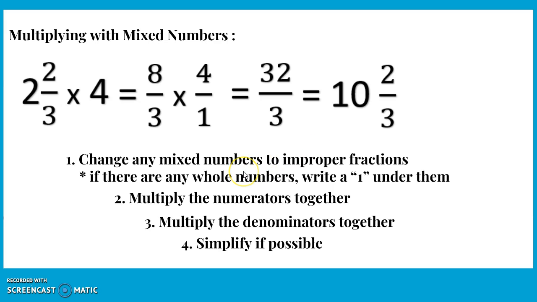So again, you have to change mixed numbers into improper fractions first. You cannot multiply with mixed numbers any other way. If you have a whole number, you do want to write a 1 underneath it. It does make it easier because it will help you remember that there is a 1 as your denominator. You always multiply your numerators together, your denominators together, and as always, if you can, simplify your answers.